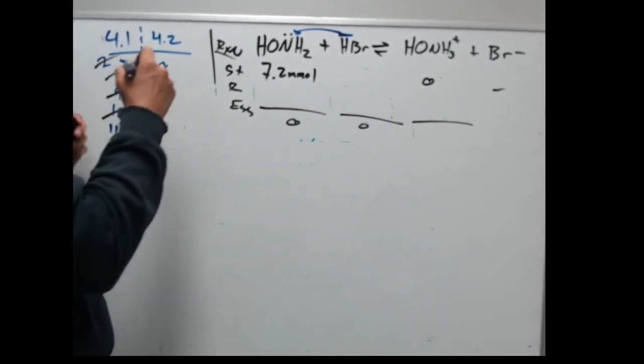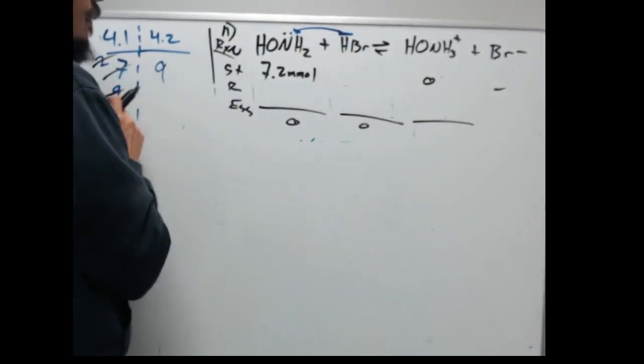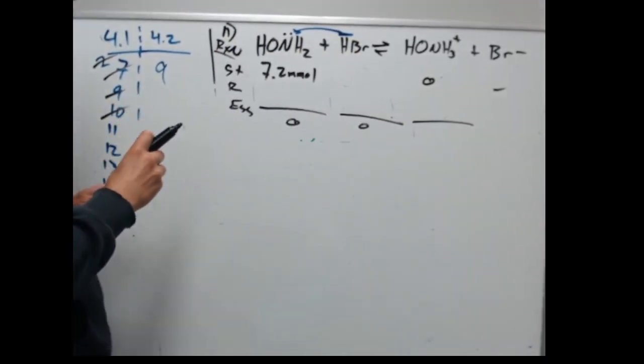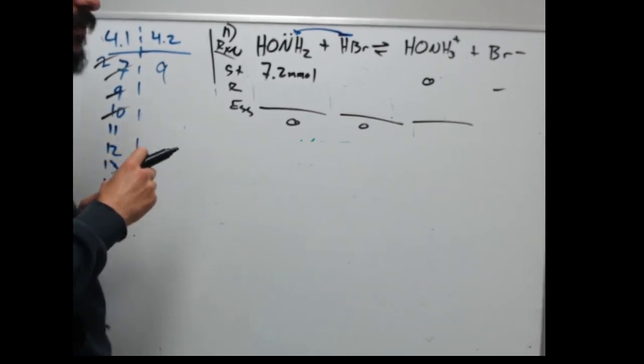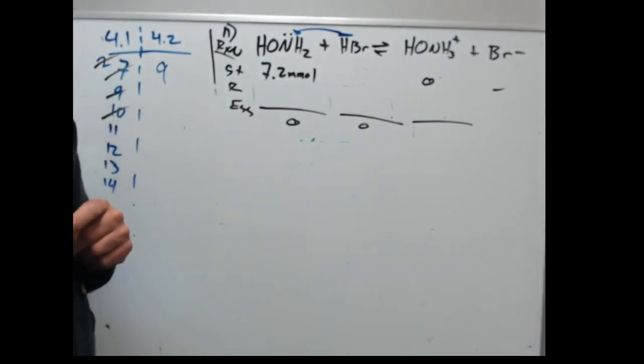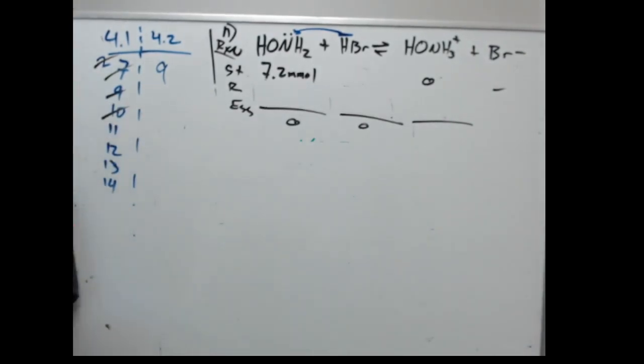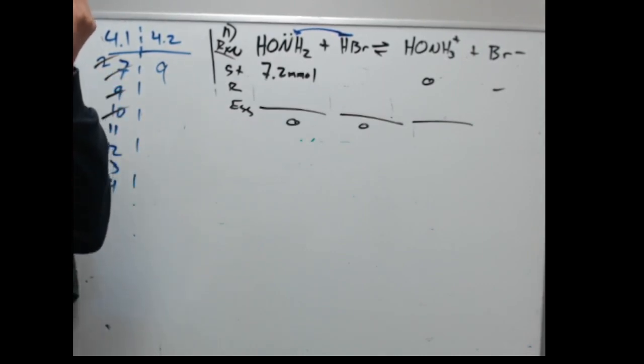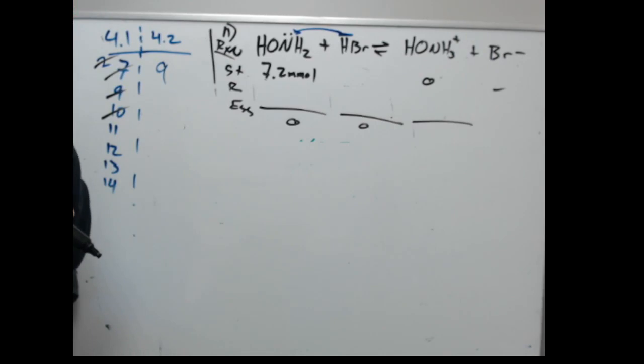So number 11 is the one that gets a little bit tricky. How many moles of HBr are we putting in? Is it 14.4? You can give me millimoles. How many millimoles of HBr are we putting in number 11?